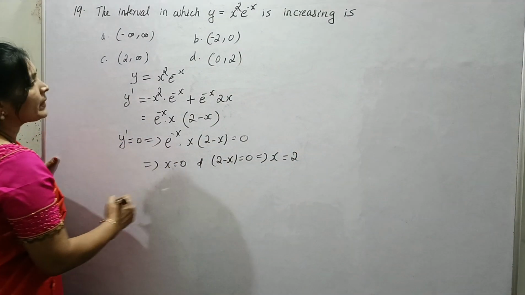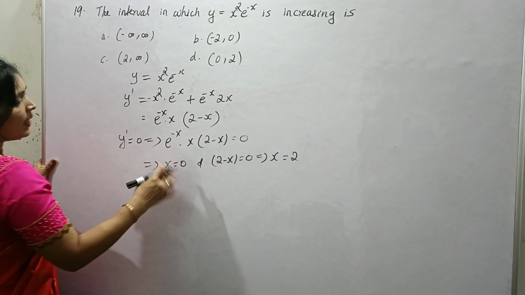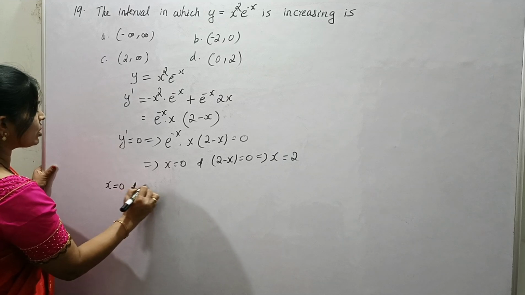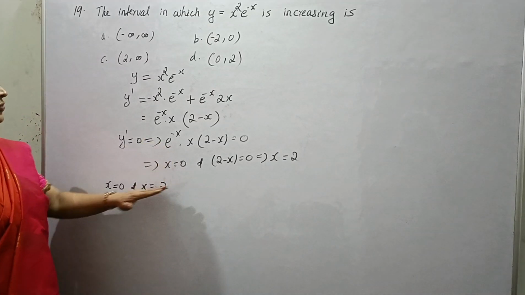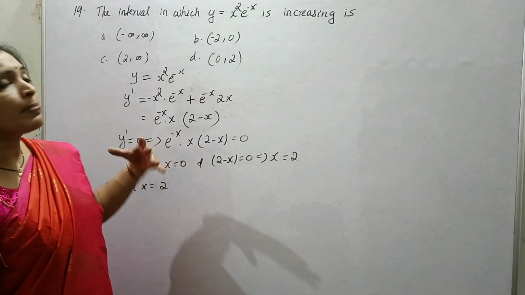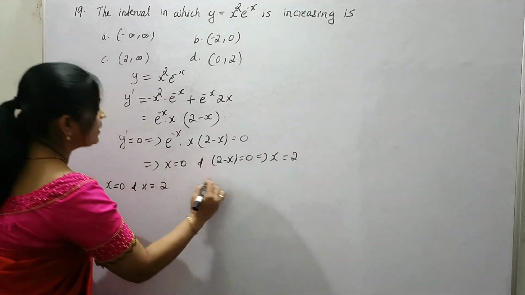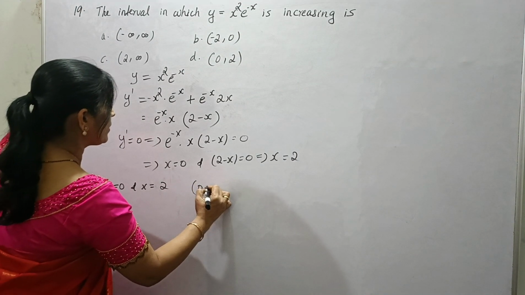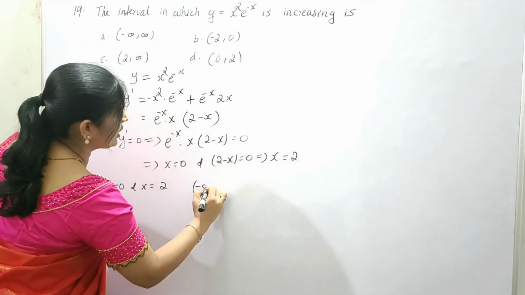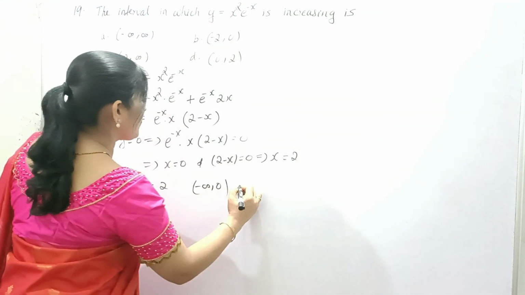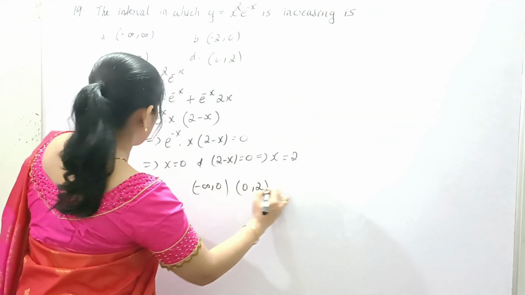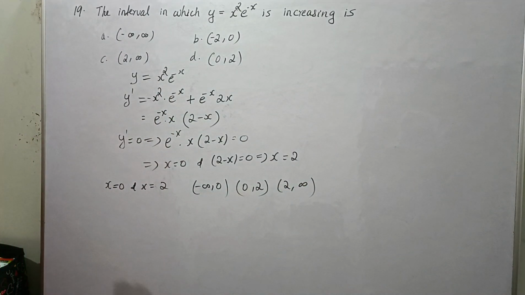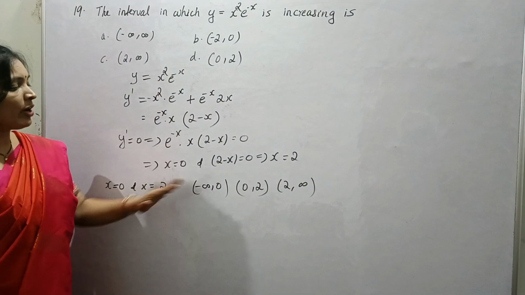Then next, let's divide this. x is equal to 0 and x is equal to 2, divide the interval, that is minus infinity to infinity, first starting from minus infinity to 0, 0 to 2 and 2 to infinity. Now let's check one by one.